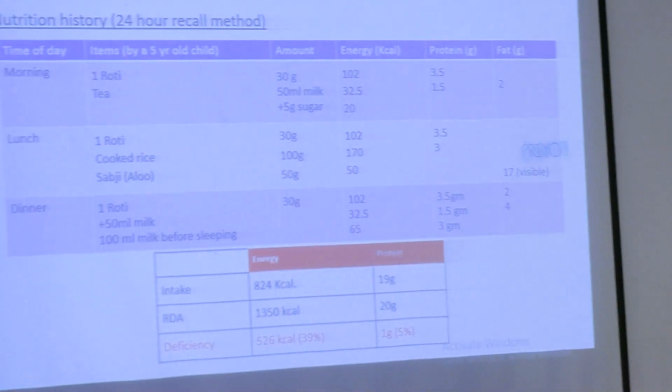Then you take the nutritional history of the child. What did the child eat during the last 24 hours? What does the child eat usually, daily, and especially during the last 24 hours, by the 24-hour recall method? I took the dietary history. I saw what the child ate during morning, lunch and dinner. I calculated the amount, and from there I calculated the energy and the protein intake. This you will learn during your family project classes. Ultimately we found a deficiency in energy and protein as well. The energy was around 40% deficient and protein was 5% deficient.